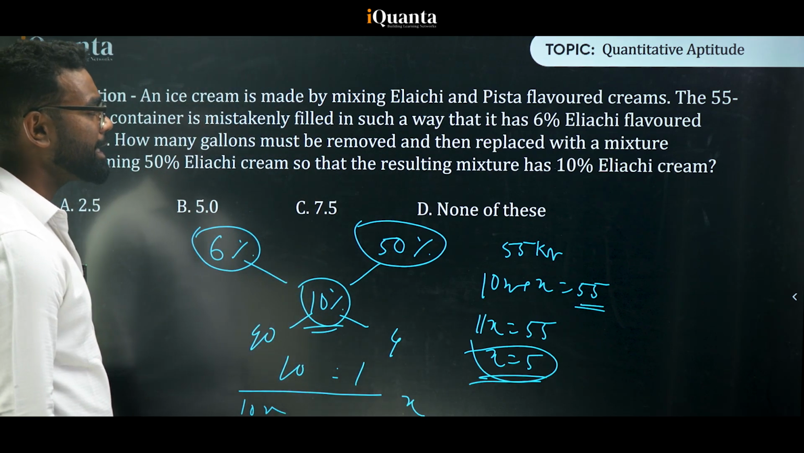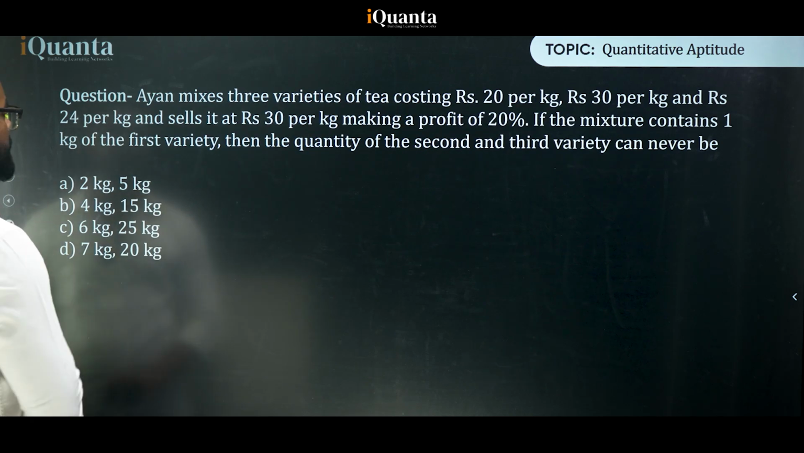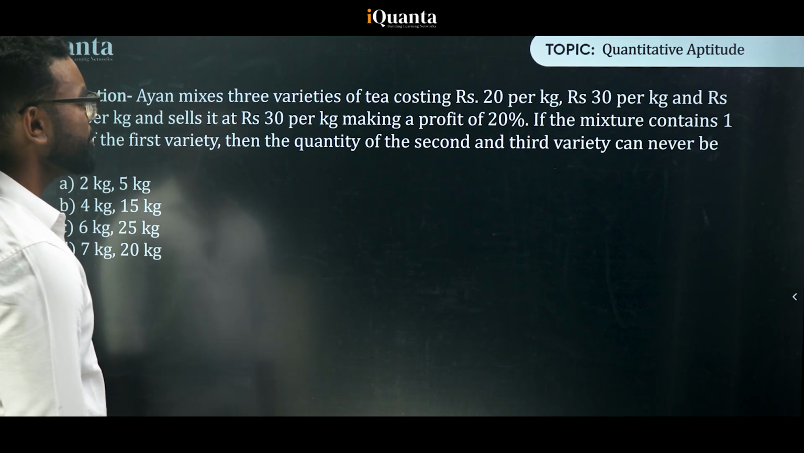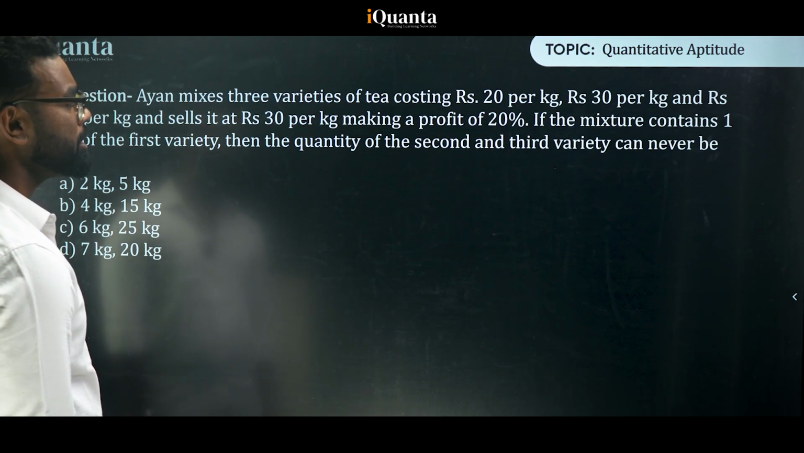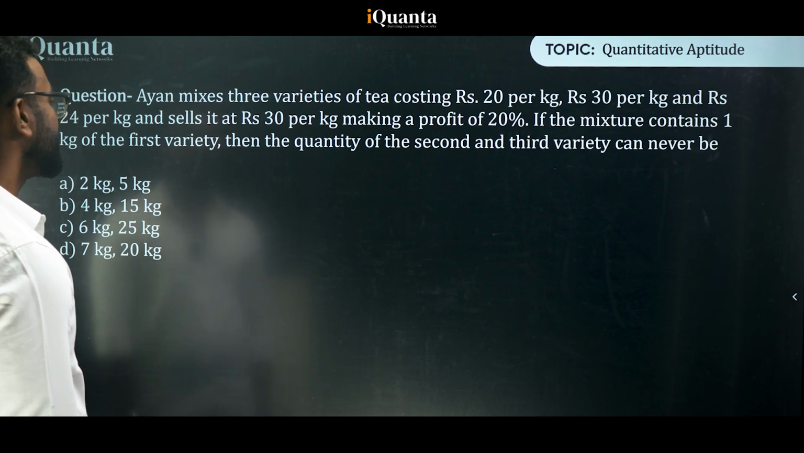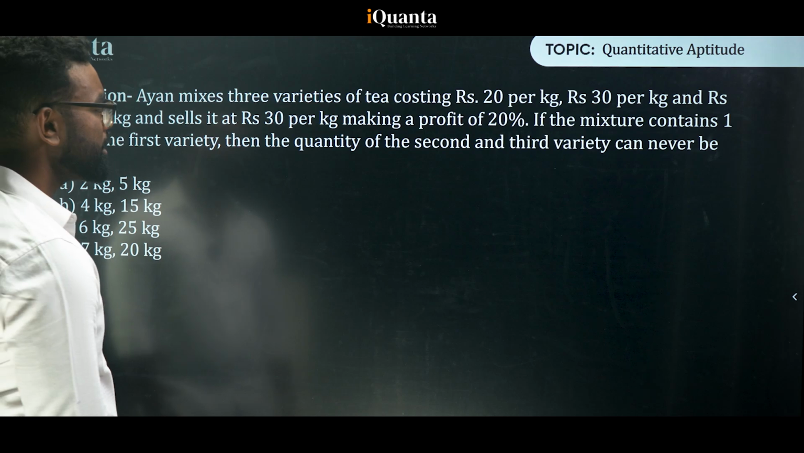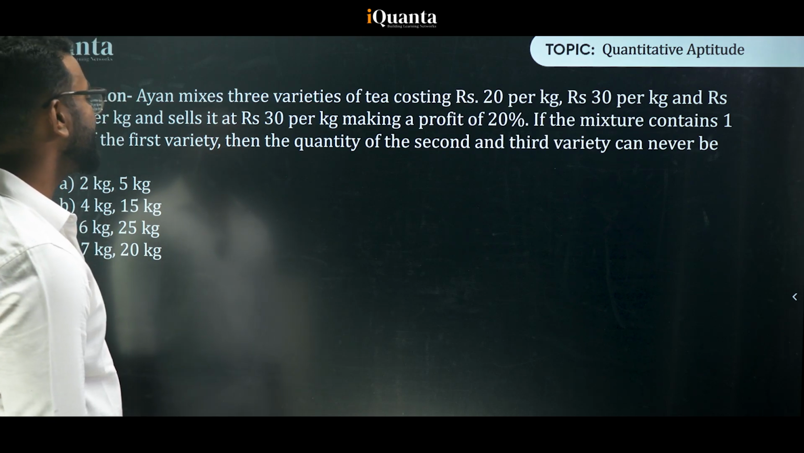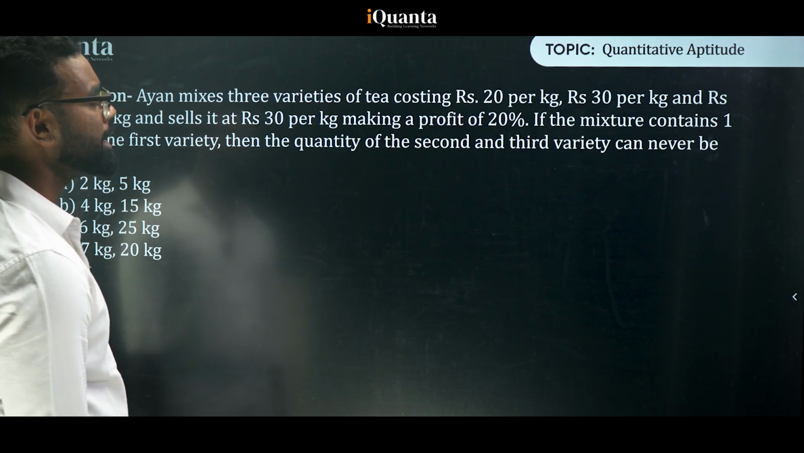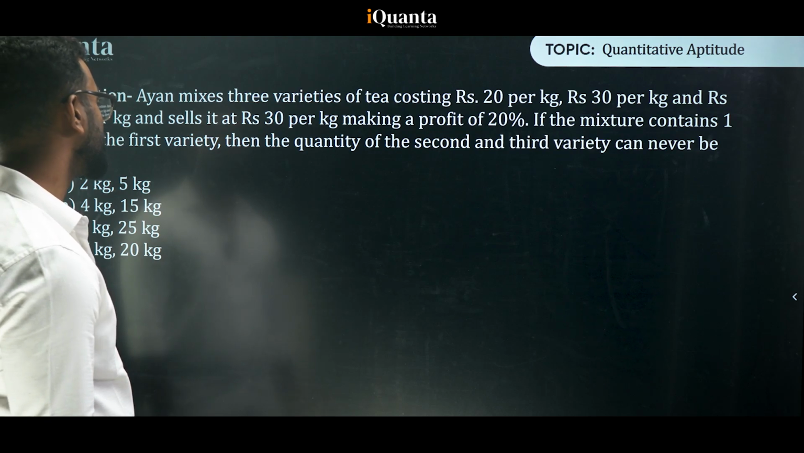So let's go for the last question of this session. Ayan mixes a variety of tea costing rupees 20 per kg, 30 per kg and rupees 24 per kg and sells it at rupees 30 per kg, making a profit of 20%. The mixture contains 1 kg of the first variety, then the quantity of the second and third variety can never be what?